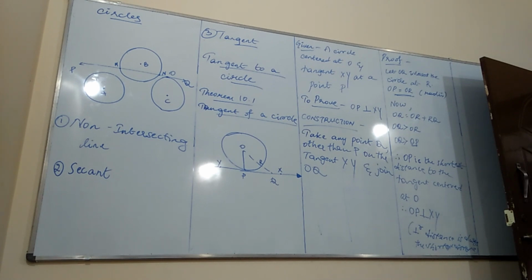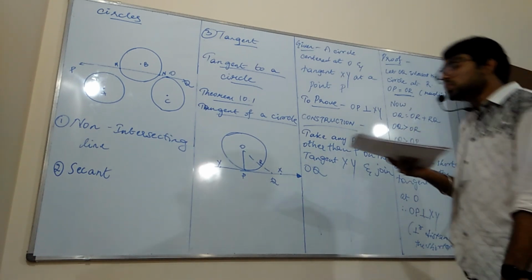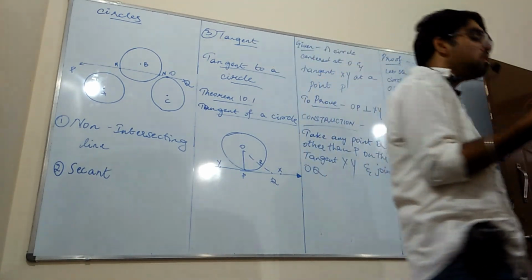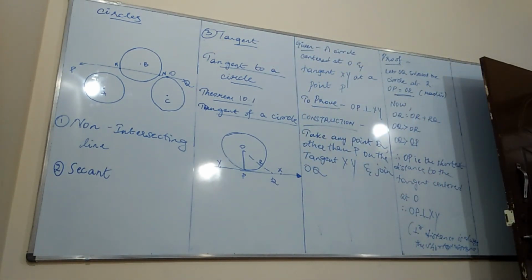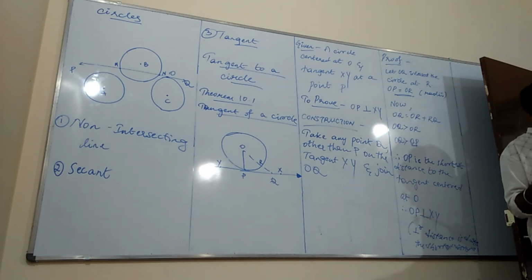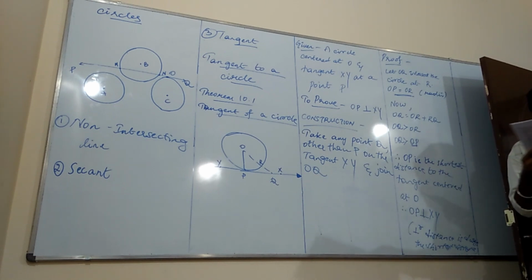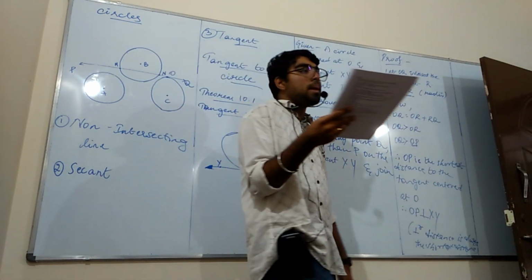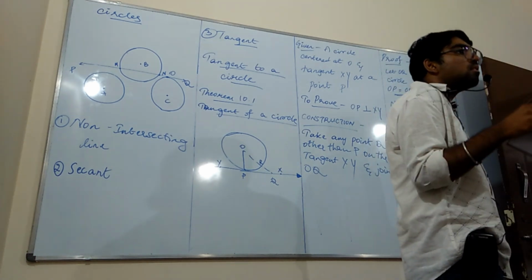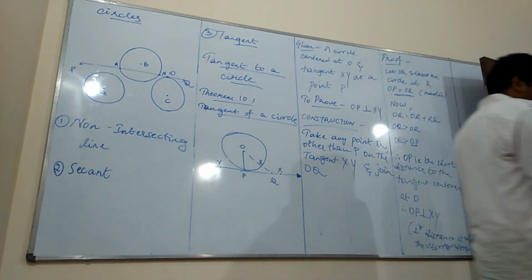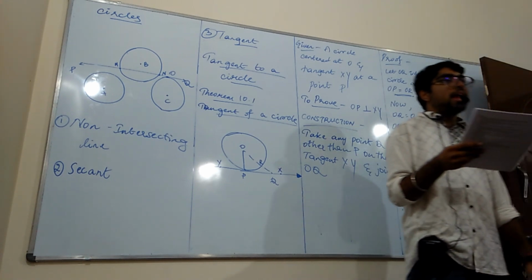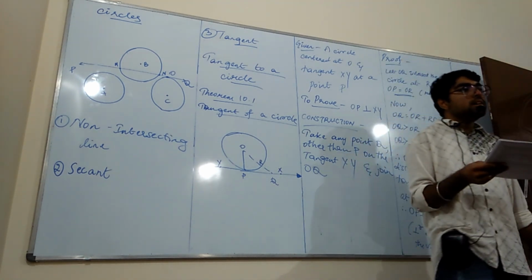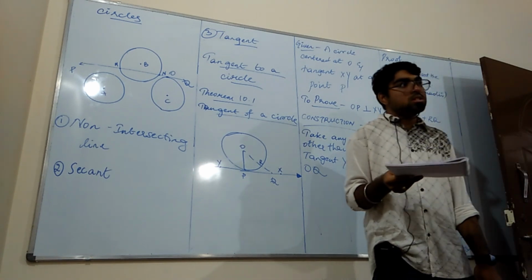By the theorem above, we can also conclude that at any point on a circle, there can be one and only one tangent. It's not plural, it's single. Any point on a circle, there can be one and only one tangent.